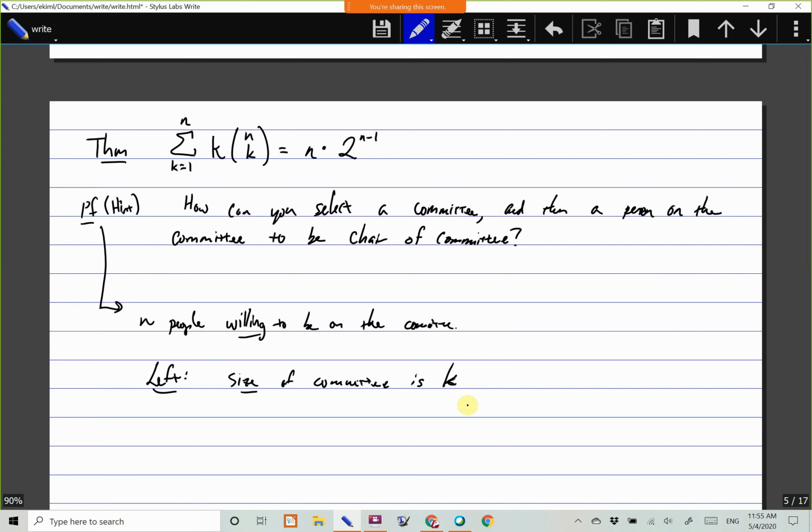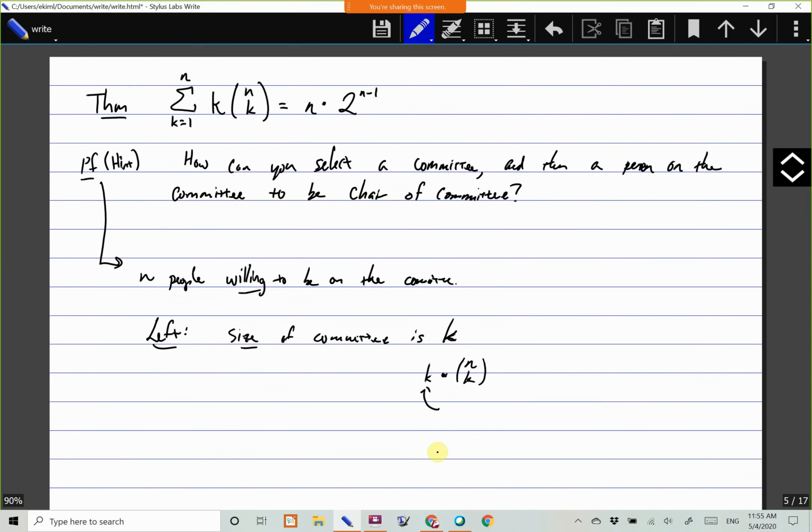And then n choose k should be: out of the n people who are willing, create the committee. And then out of that committee that has k people, the factor k is meant to represent choosing one of those k people to be chair. If you prefer, instead of just having the k, you could write k as k choose one: out of k people total, choosing one, how many ways are there to do that? There are k ways to do this.